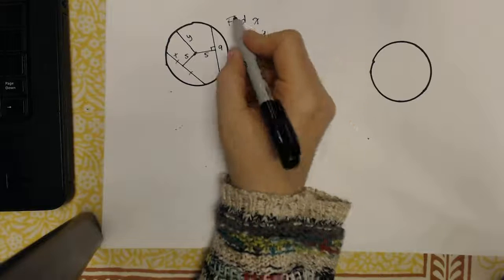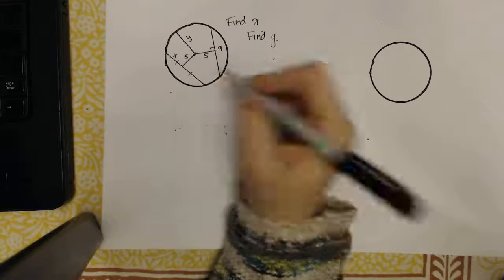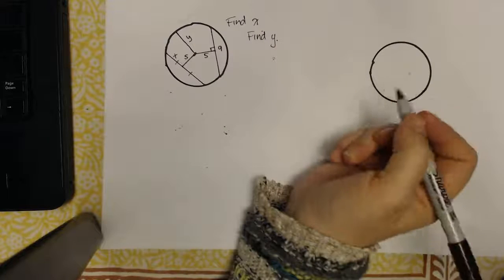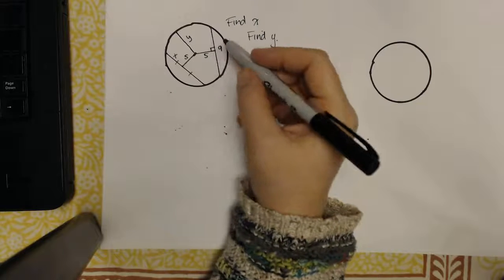In this case, they're asking us to first find x, which is this length here, and then the second piece is to find y. This takes a little bit of reasoning, so you have to follow along with me here.